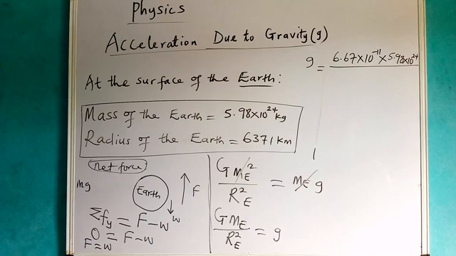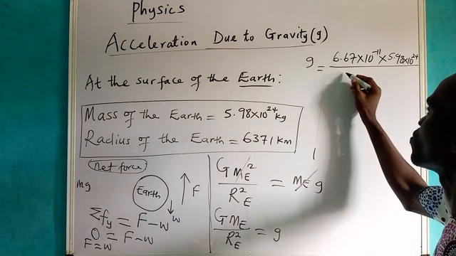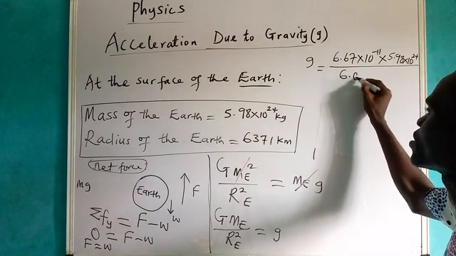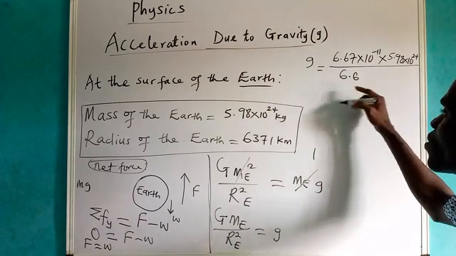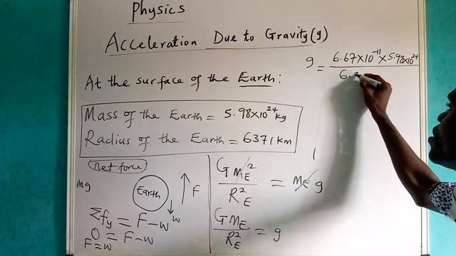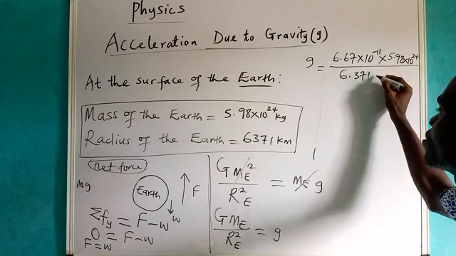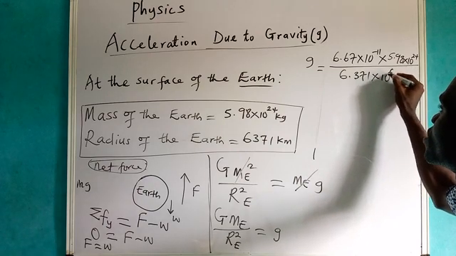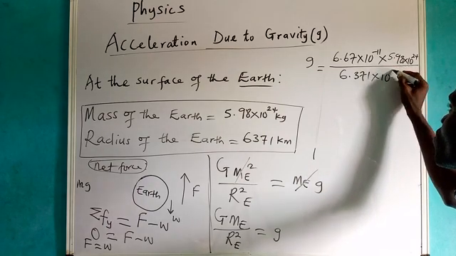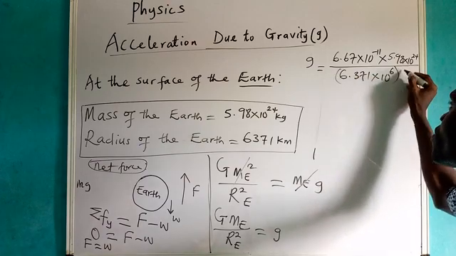We need to convert that, and to convert it to meters, we are going to have 6.371 exponent 6. This is what you have when you convert.